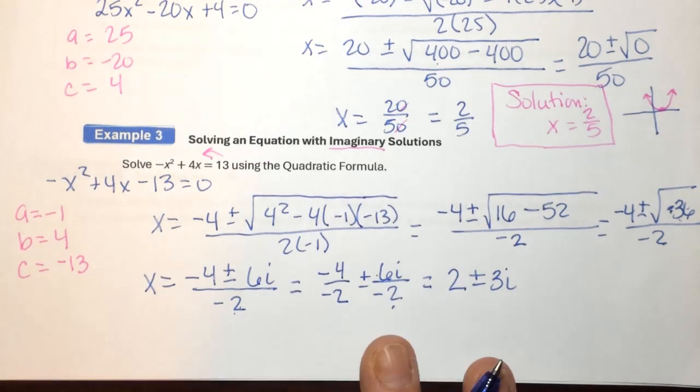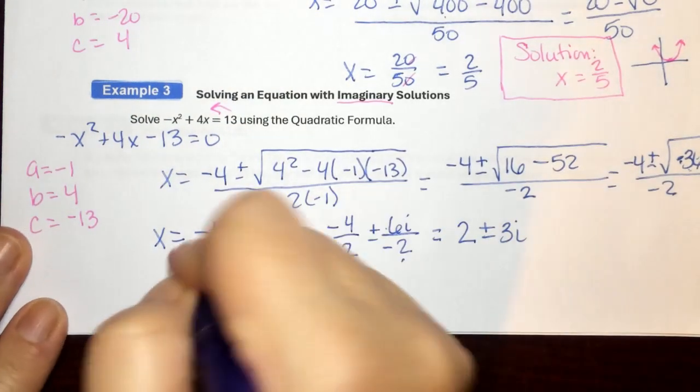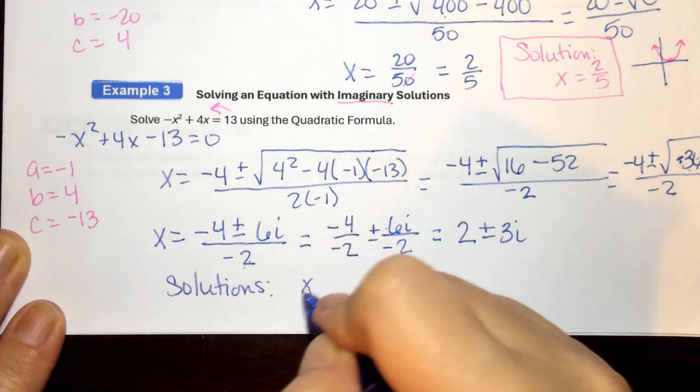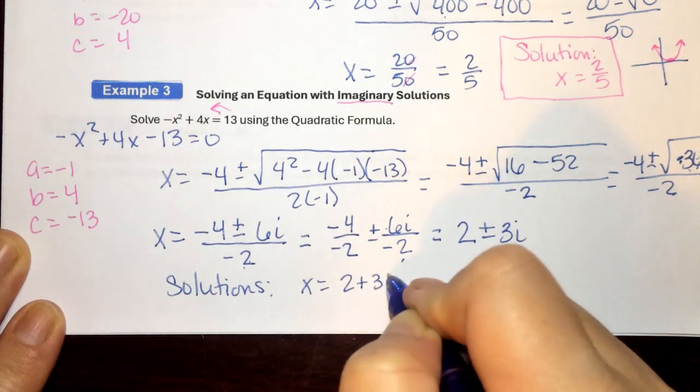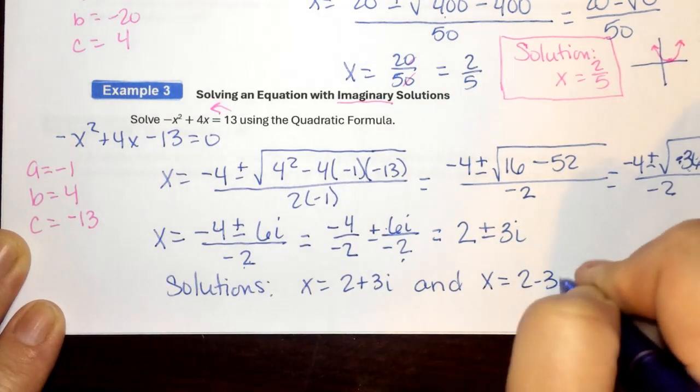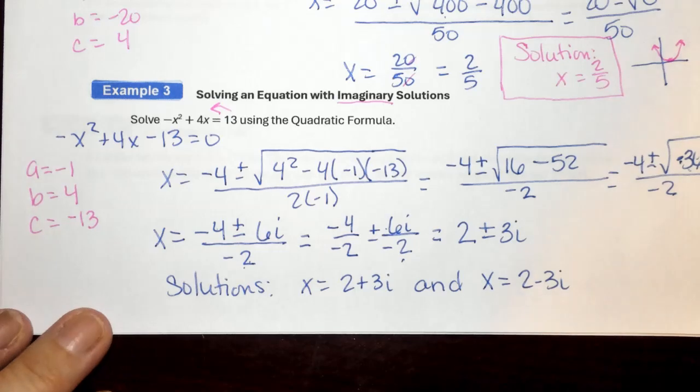So we can now state our final answer. Our solutions are x equals 2 plus 3i and x equals 2 minus 3i. So what does this mean? All right, why did we find this?